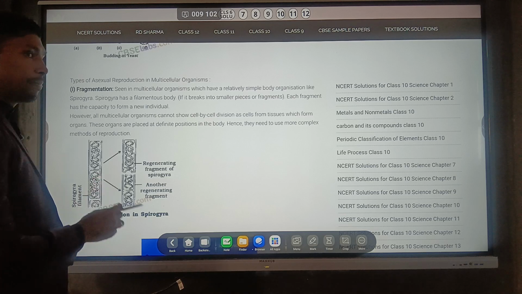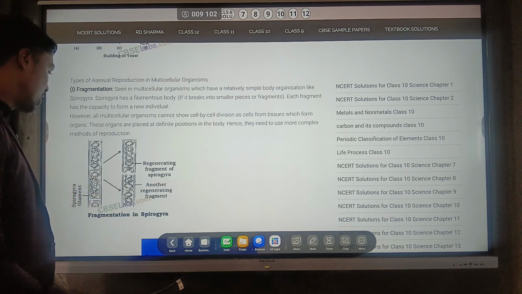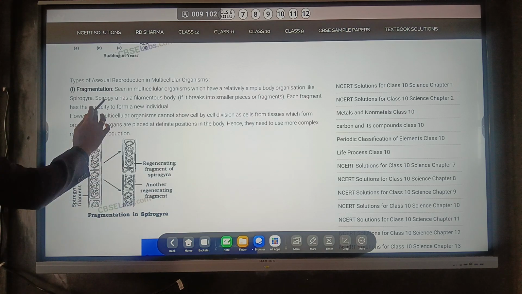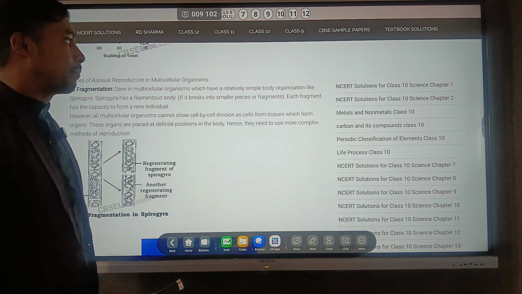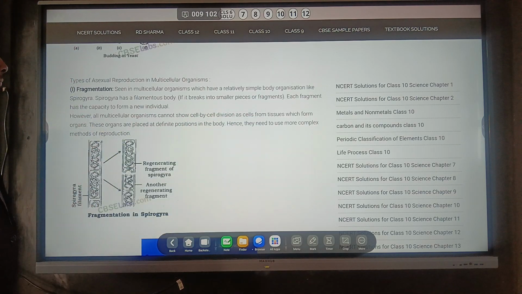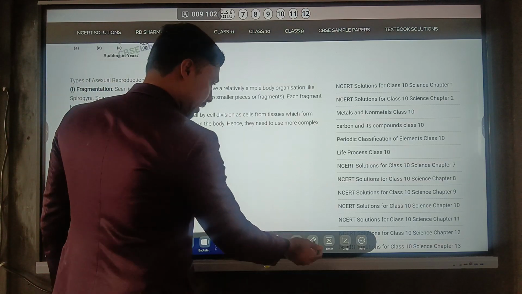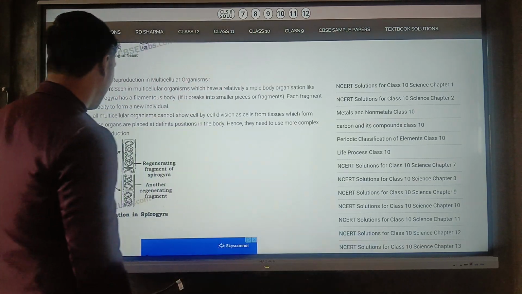The multicellular organism that is the best example of fragmentation is called Spirogyra. Spirogyra is a filamentous body. It breaks into smaller pieces, called fragments. Each fragment has the capacity to form a new individual. One thing I am going to explain very easily, so just listen very carefully, dear students.